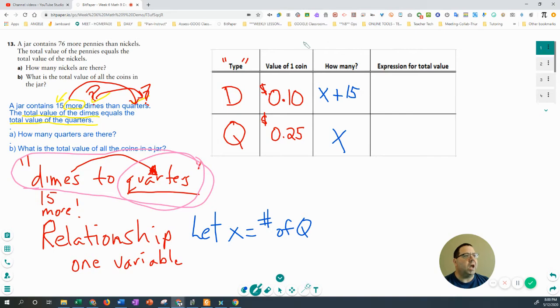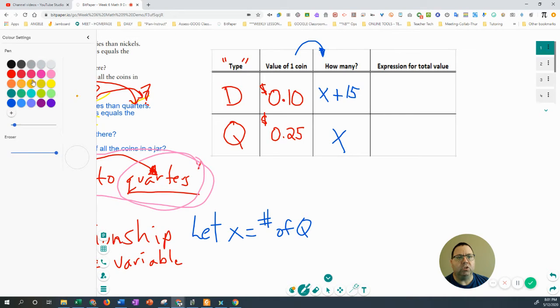Okay, so now you've got to glue these two together. If I have 1 dime, it's 10 cents. If I have 2 dimes, 20 cents. If I have 6 dimes, 60 cents. You notice how it's always the value of one of the dimes times how many. In other words, we have a multiplication relationship.